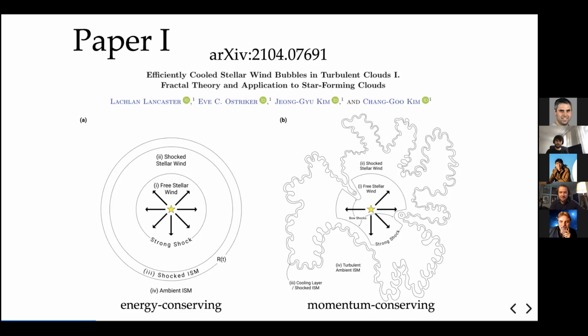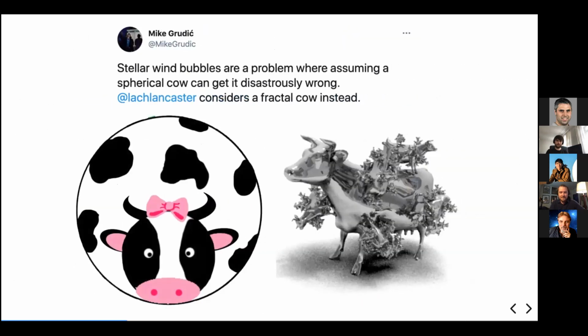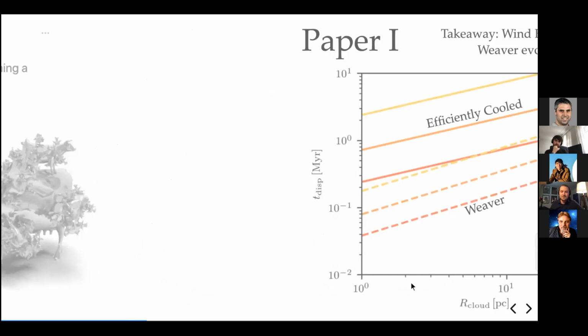What happens with that? So I thought I would just show this. Mike Grudić gave this characterization of the differences between these two models on Twitter, and I really liked the simplification of this very complicated work. It really gets across the main points. And then I found a picture of a fractal cow on Google, so I had to show this. The basic difference is the Weaver model is the spherical cow. We use a fractal cow instead, and it turns out that things are very, very different. So what are the consequences that this has for the evolution of the wind bubble?